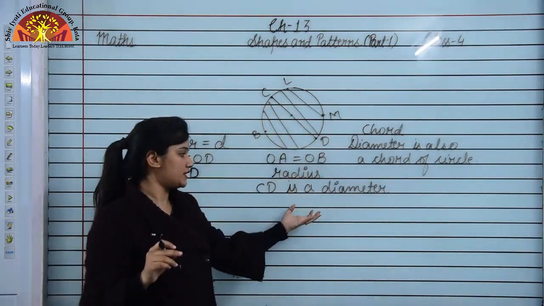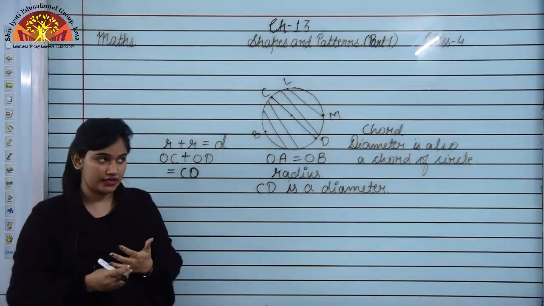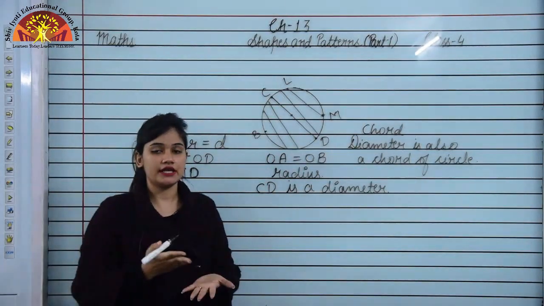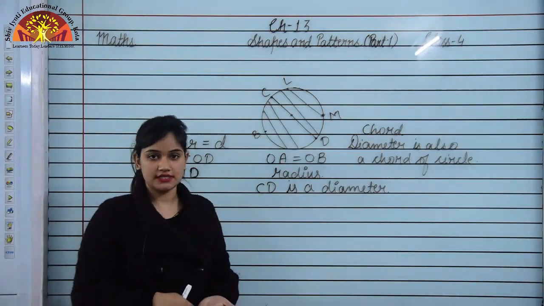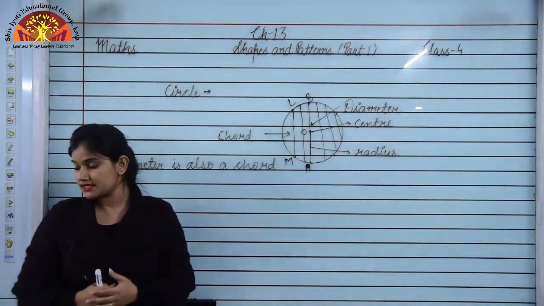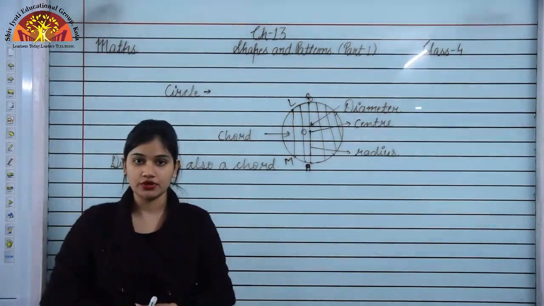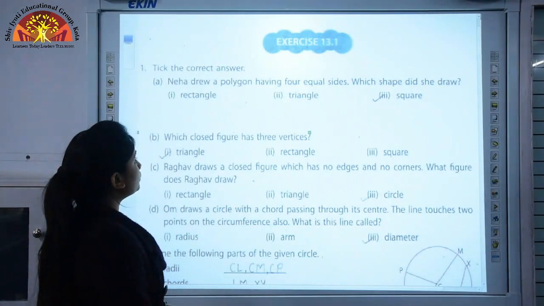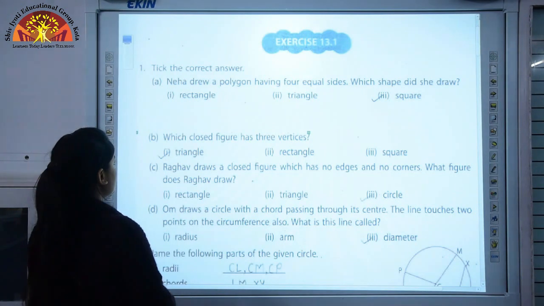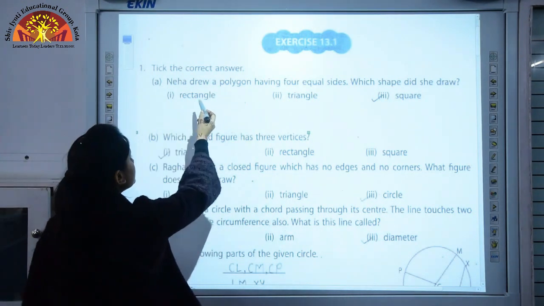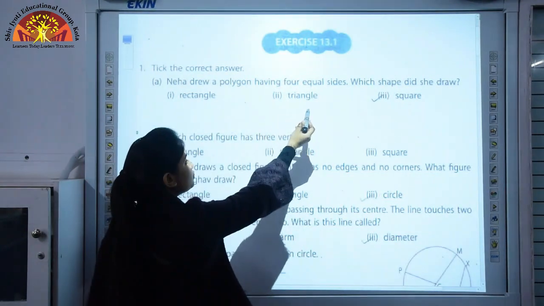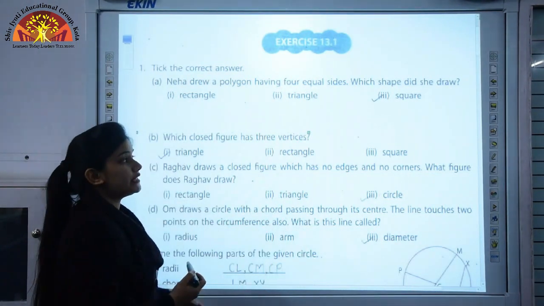So here we have seen what is circle, diameter, radius, and how we can find the radius if the diameter is given, and how we can find the diameter if the radius is given. Okay, so now we will see some questions of exercise 13.1. So question number 1 of exercise 13.1 is: take the correct answer. A part is: Neha drew a polygon having 4 equal sides. Which shape did she draw?